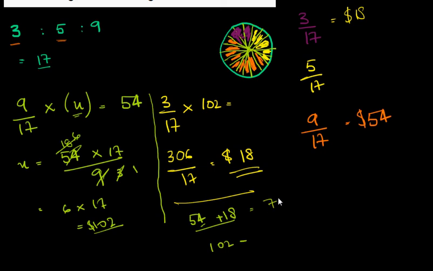So this is 72. So 102 minus 72, we can cancel out these 2s and we're left with 10 minus 7. So 100 minus 70 is 30. So 5 over 17 is $30. That is it. We are done.